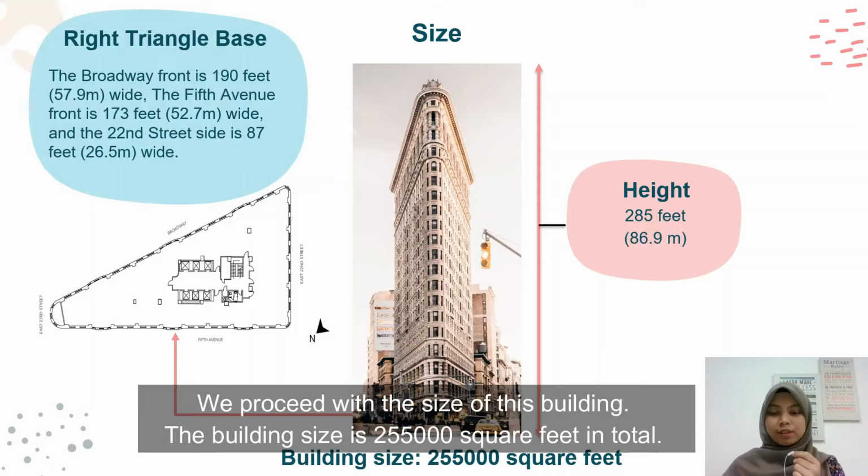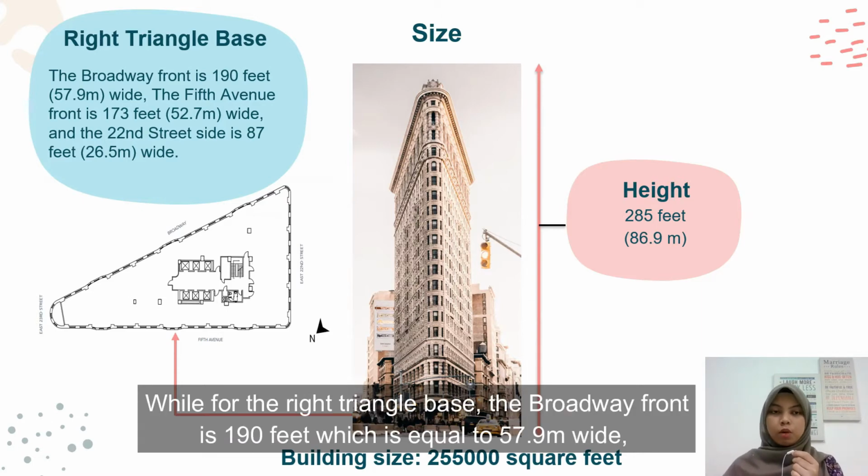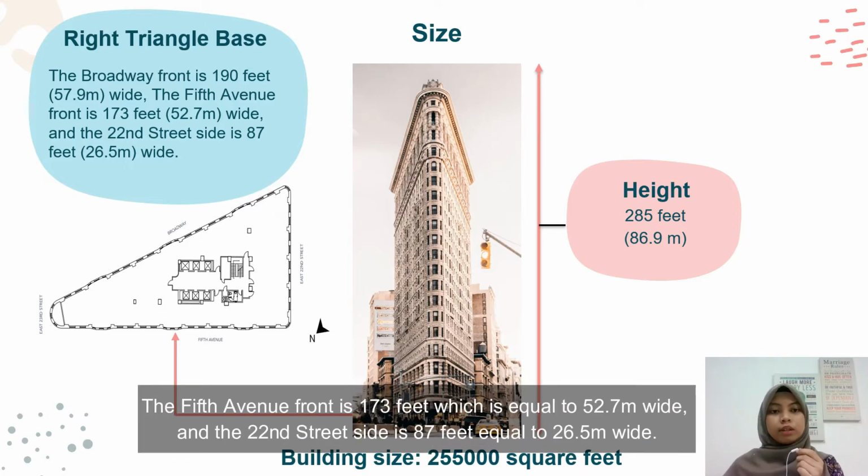We proceed with the size of this building. The building size is 255,000 square feet in total. The height of the Flatiron building is 285 feet, which is equal to 86.9 meters. For the right triangle base, the Broadway front is 190 feet, equal to 57.9 meters wide. The 5th Avenue front is 173 feet, which is equal to 52.7 meters wide. And the 22nd Street side is 87 feet, equal to 26.5 meters wide.